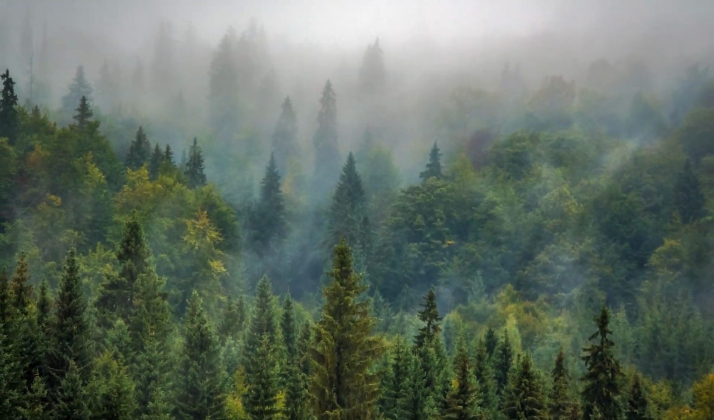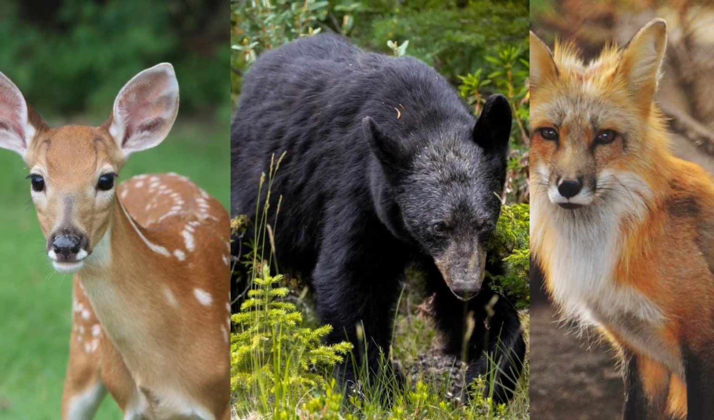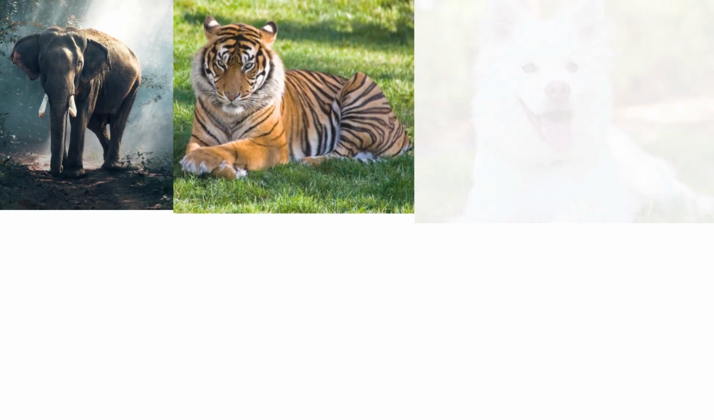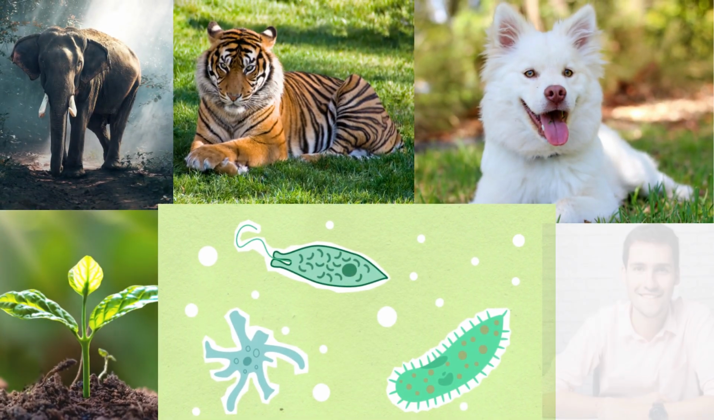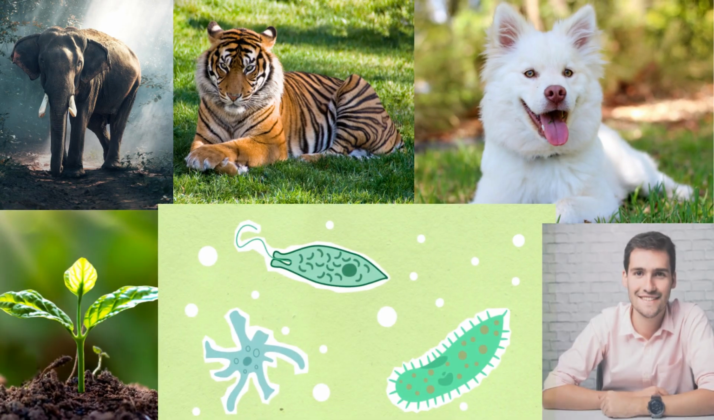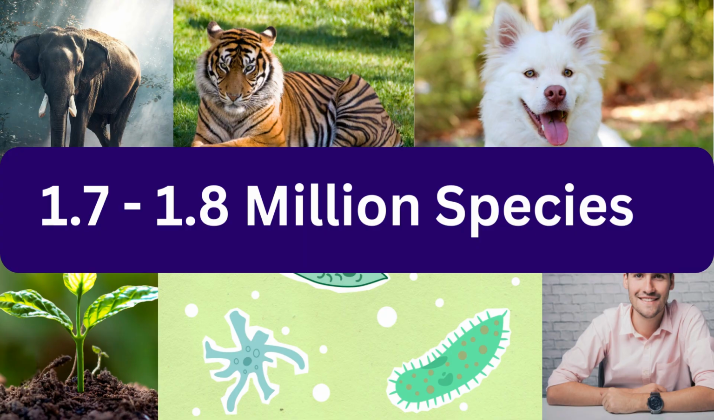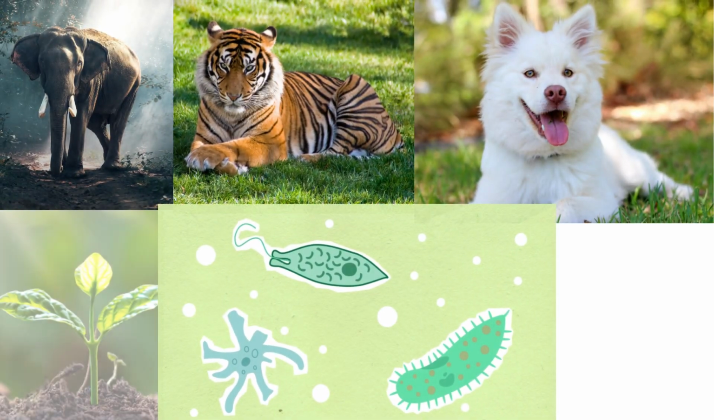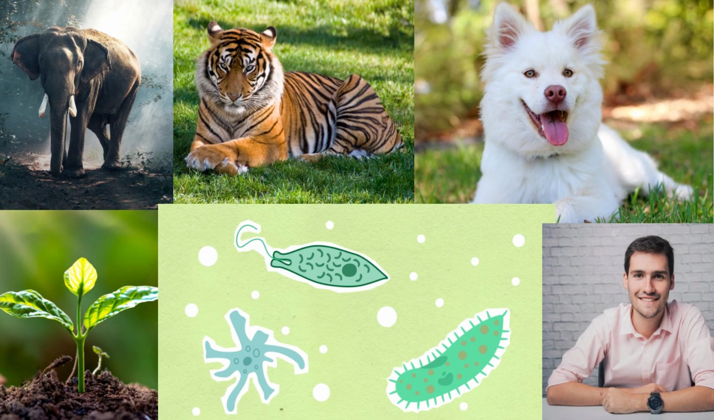If you were to visit a dense forest, you would probably see a much greater number and kinds of living organisms in it. Each different kind of plant, animal, or organism that you see represents a species. The number of species that are known and described is between 1.7 and 1.8 million. This is referred to as biodiversity. Biodiversity is nothing but the number and types of organisms present on Earth.